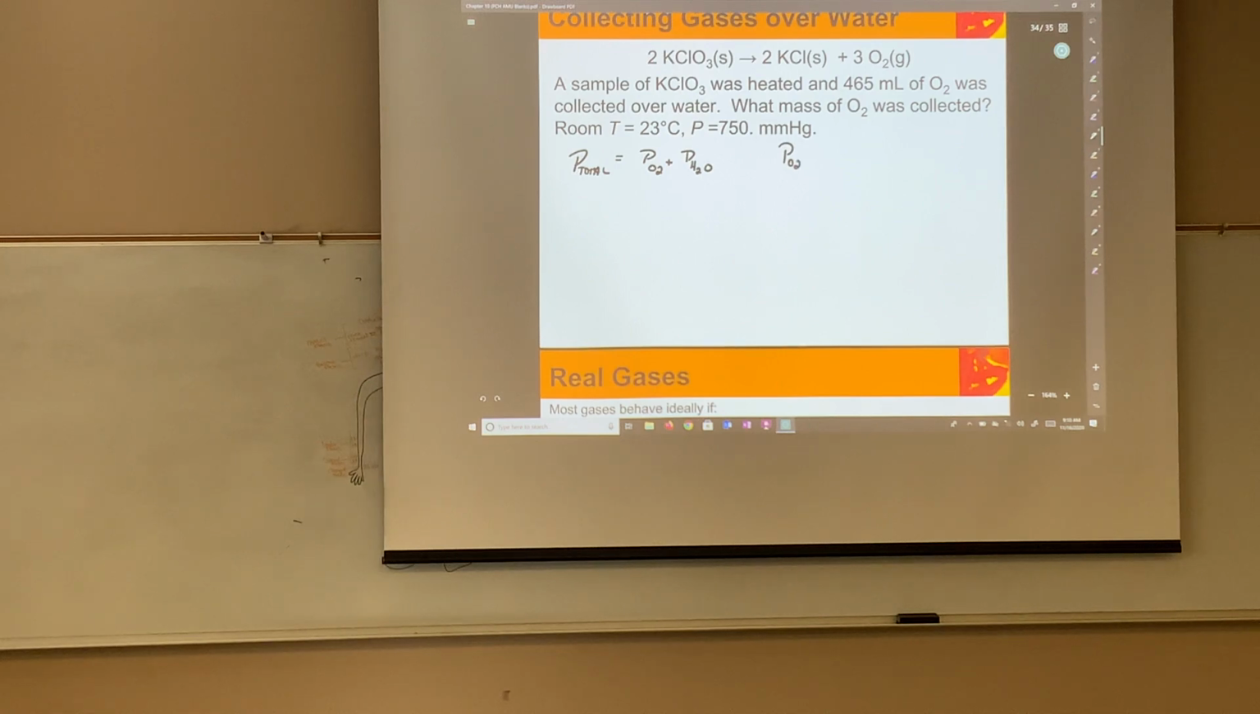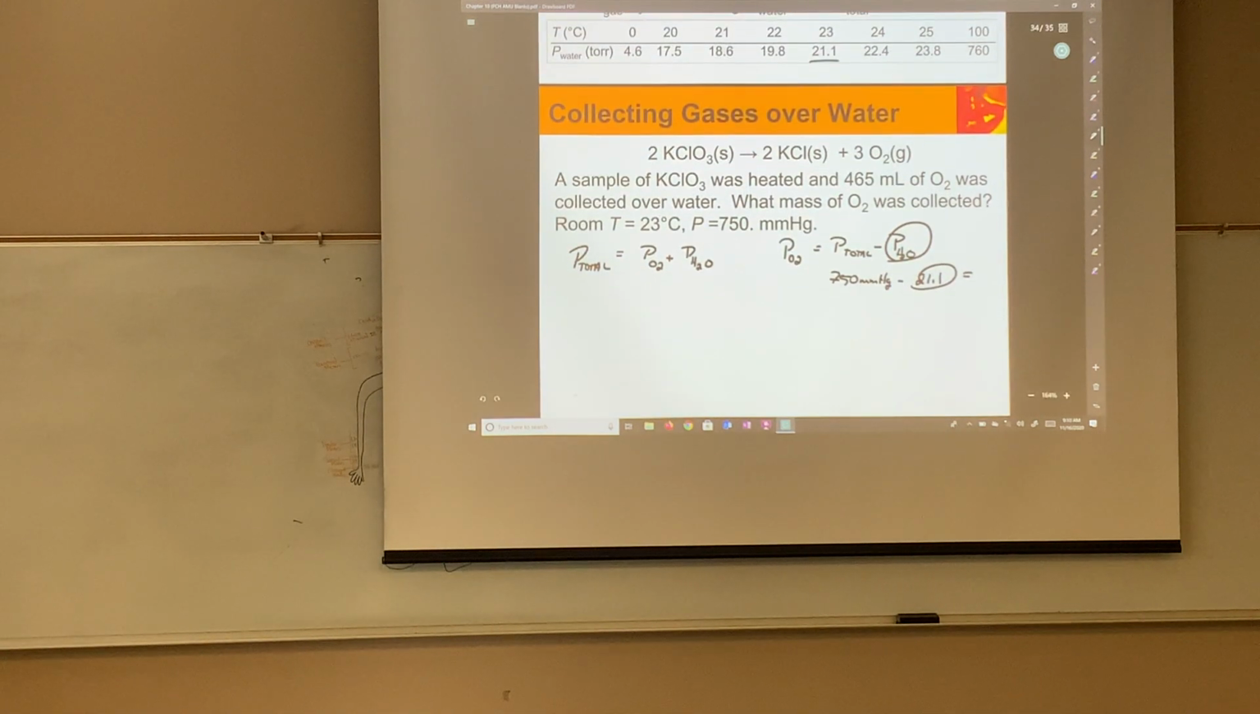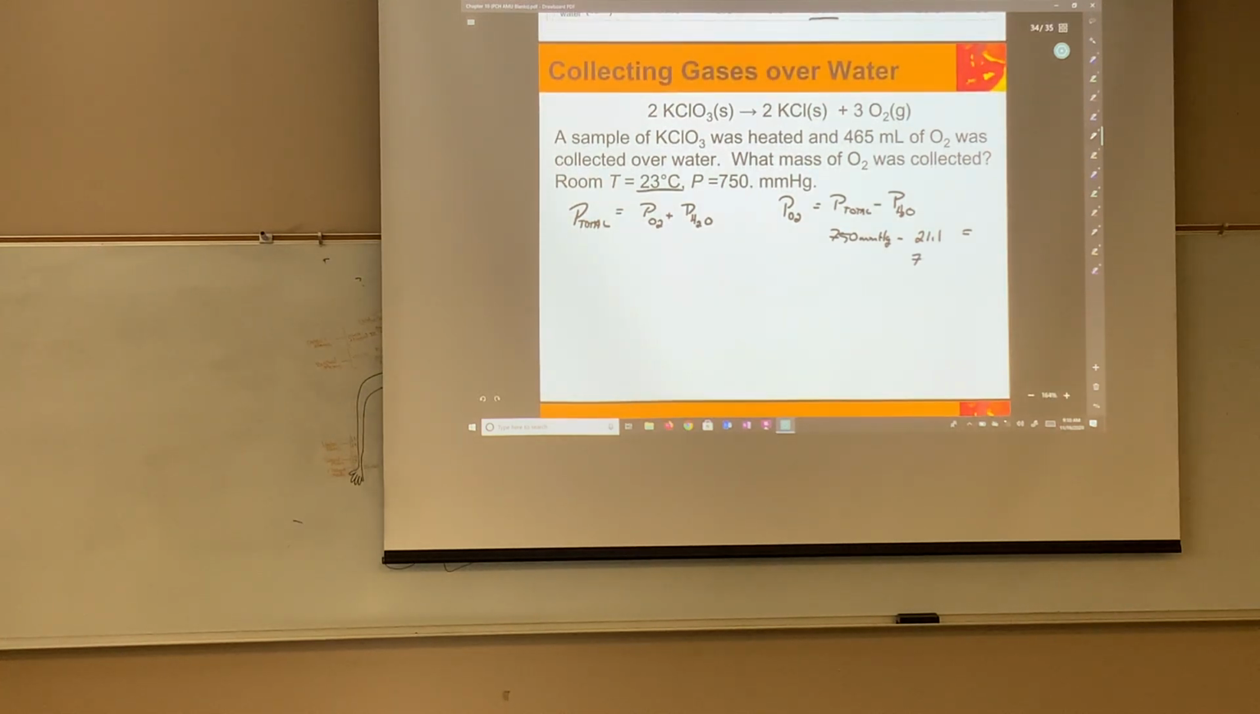So we need to figure out the pressure of O2, right? So P total minus P H2O, I can write an H, that would be useful, which is equal to 750 millimeters of mercury minus 21.1 for the partial pressure of water, right? So if you go back, 21.1, 23 right there. Cool. And that is equal to 728.9 millimeters of mercury. Cool.